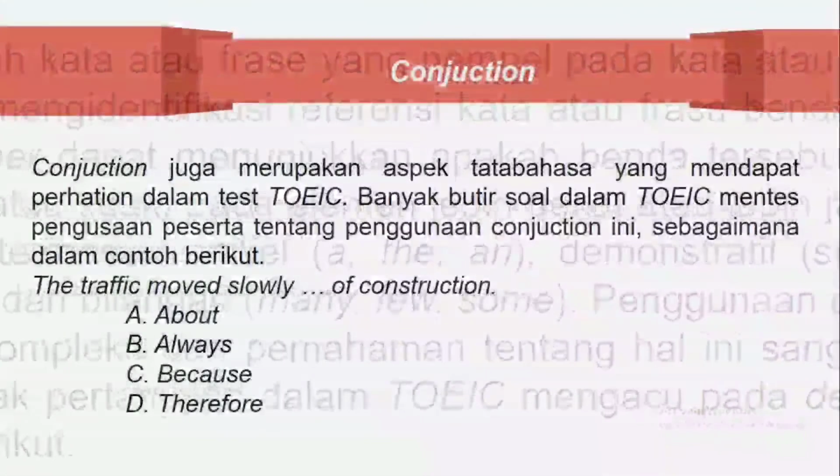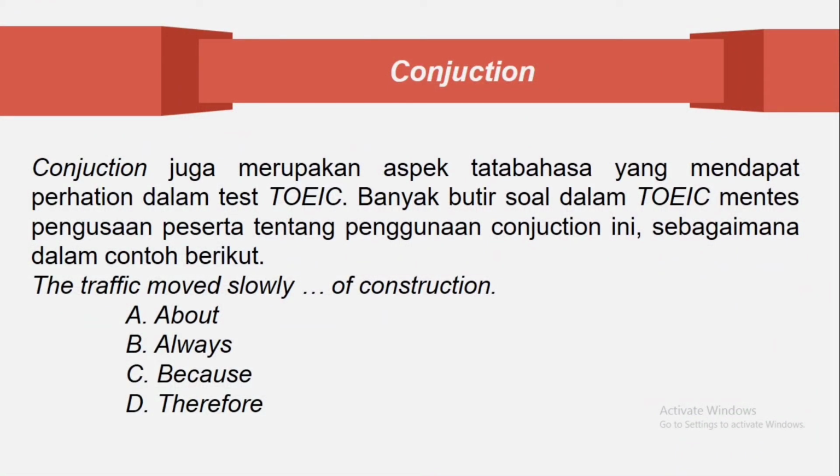Okay, so next we go to conjunction. In conjunction, we can see a question like the following. The traffic moved slowly of construction. Why did they move slowly? Because of construction. Yes, the answer is C. Because construction is happening on the street, the traffic becomes so slow. So if we study conjunction, we study that there is a reason for something, something behind a thing happening in the situation. You have to study conjunction as the connector of one sentence to another sentence.